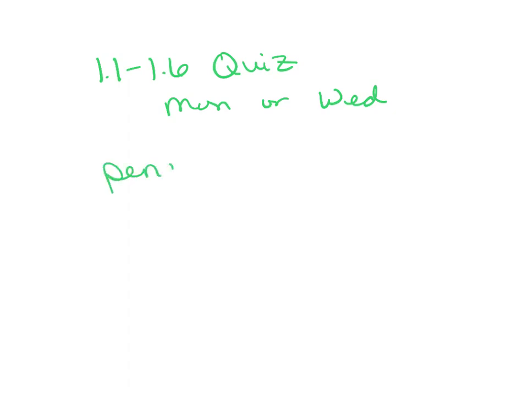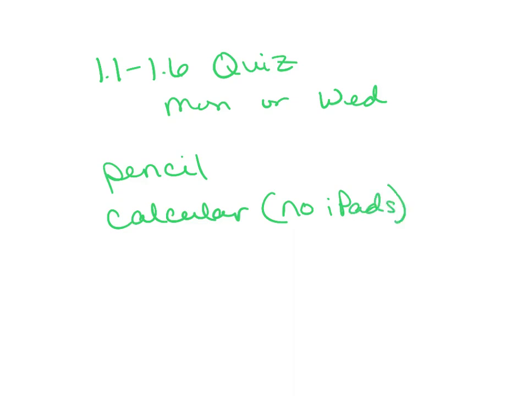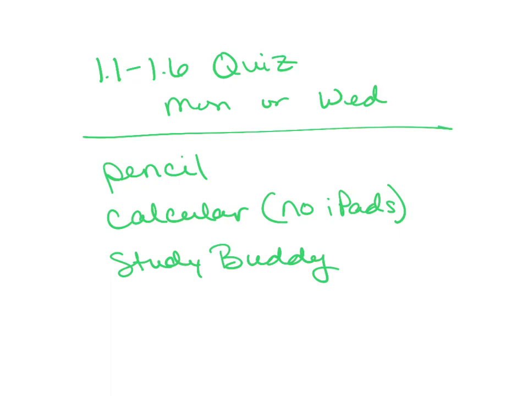So your 1.1 to 1.6 quiz is either going to be on Monday or Wednesday, depending upon which cohort you're in. You can only have out a pencil, a calculator, no iPads. Remember on tests, no iPads, a regular calculator, and then your study buddy. Those are the only 3 things that I'm going to allow you to have out.